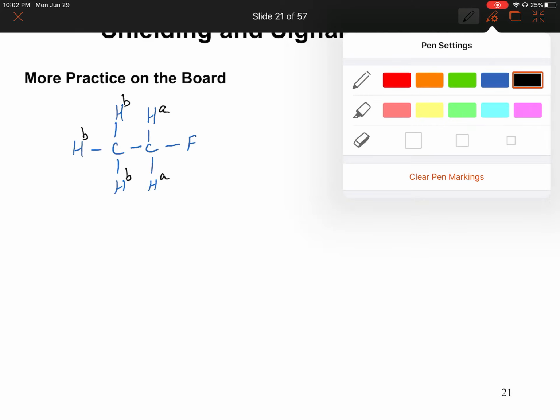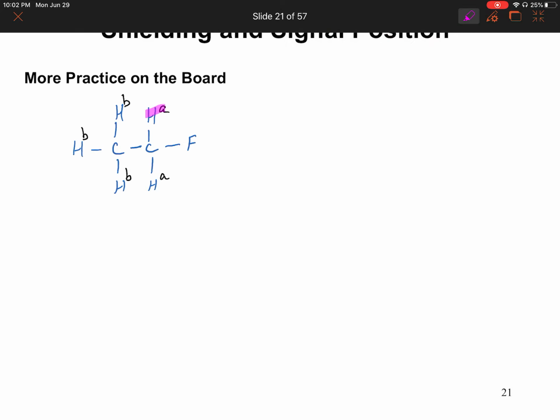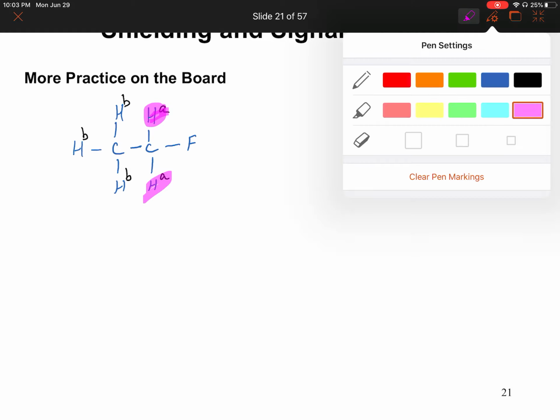So the A's are going to be a lot more de-shielded because they're closer to this fluorine over here. And this fluorine is going to pull that electron density away, taking away its shield, right? So the number will be closer to 14. All right, let's try another one here.